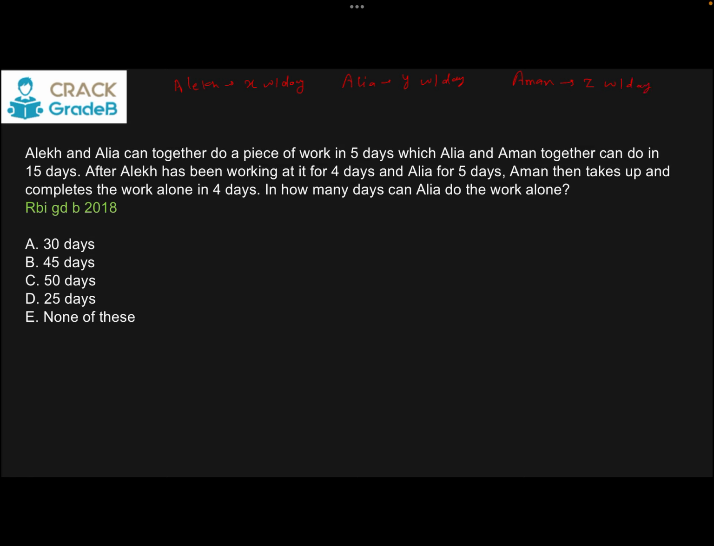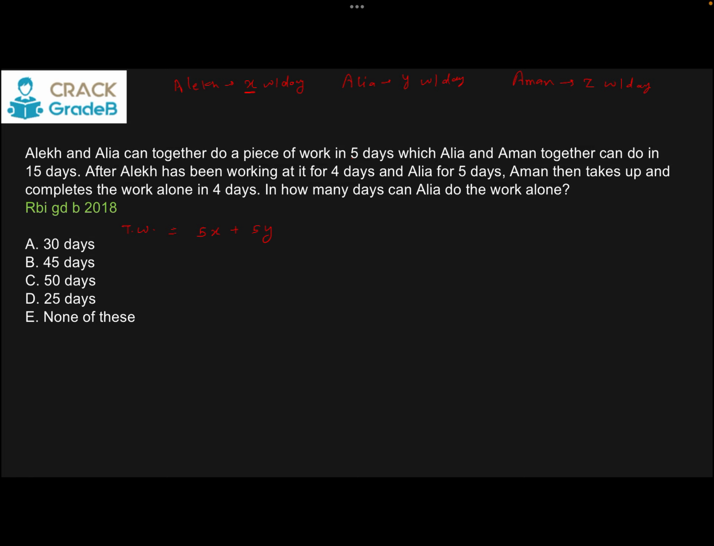Now Alek and Alia together complete the work in 5 days. So Alek, if every day he does X works, in 5 days he is going to do 5 times X works. This is the work done by Alek in that period. And Alia will do in 5 days 5 times Y works. Together they complete the work, that means this is the total work in the context of the first statement.